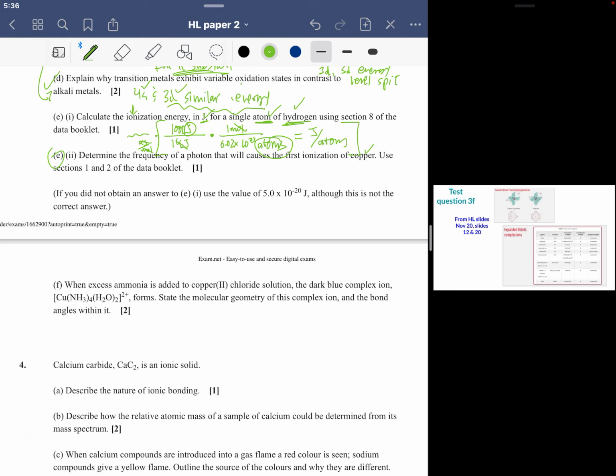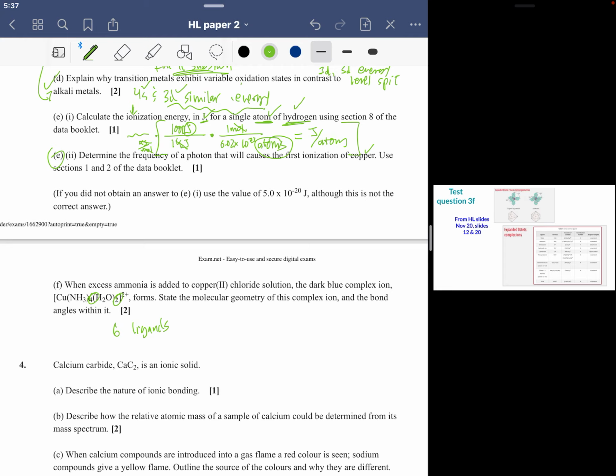All right, problem F. Ammonia is added to copper 2 chloride, giving a dark blue ion. It asks you for the geometry and the bond angles. Well, you can see here, when we did geometry of complex ions, all I'm doing is counting the ligands. I have 4 plus 2, which is 6 ligands. I know that I don't have any lone pairs because I needed an expanded octet in order to form the complex ion. So there's not going to be any lone pairs in that central ion.